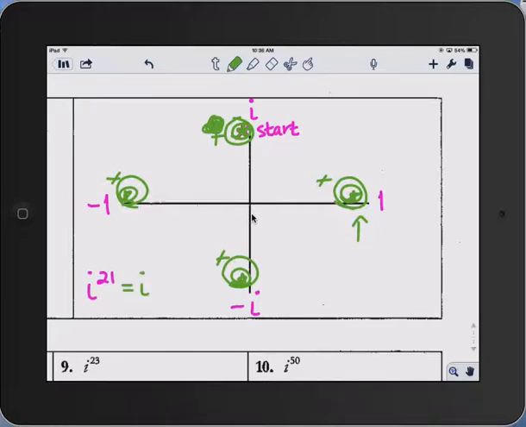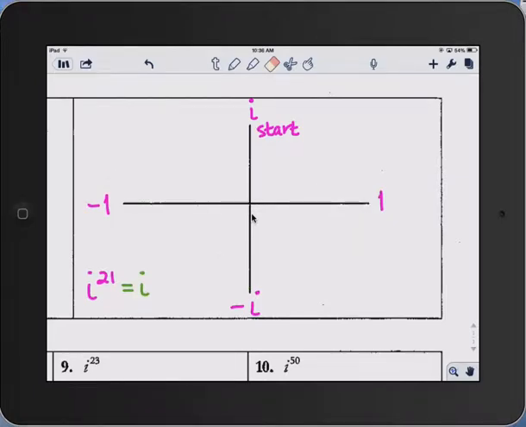Now, the way that works in general, and especially if the exponents are larger, is to notice that we're going this way, counterclockwise, just like you count off the quadrants counterclockwise. But remember, again, your starting point would be at the top there for i.